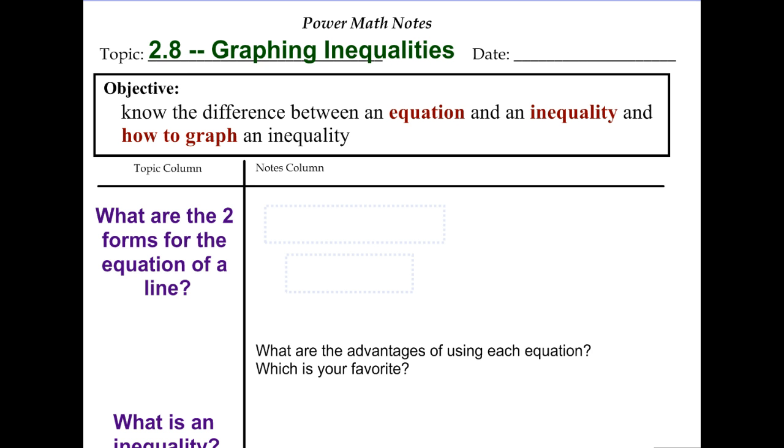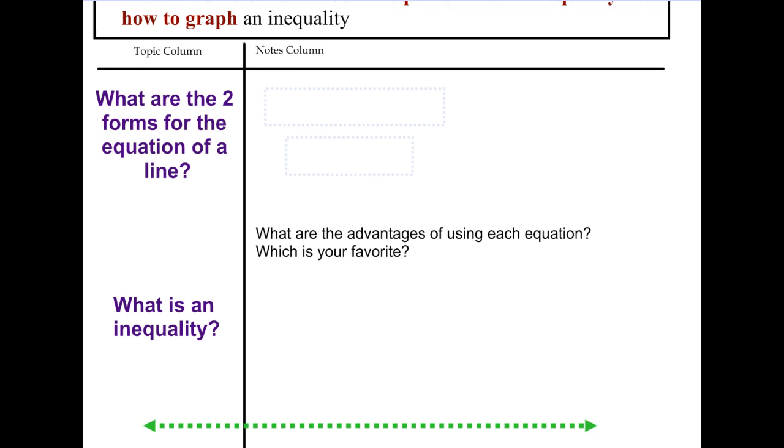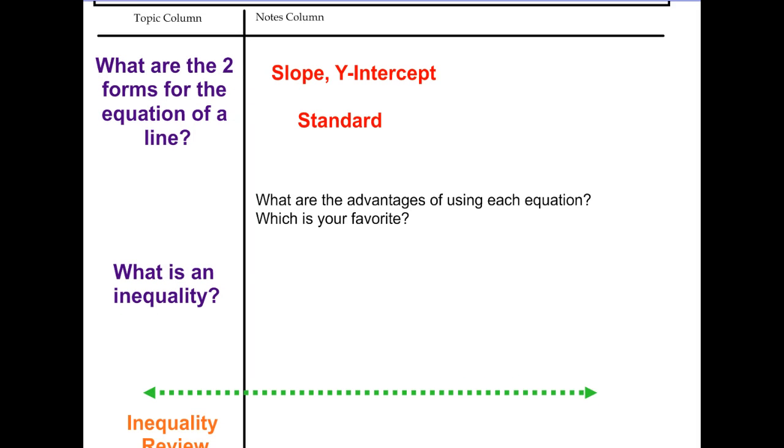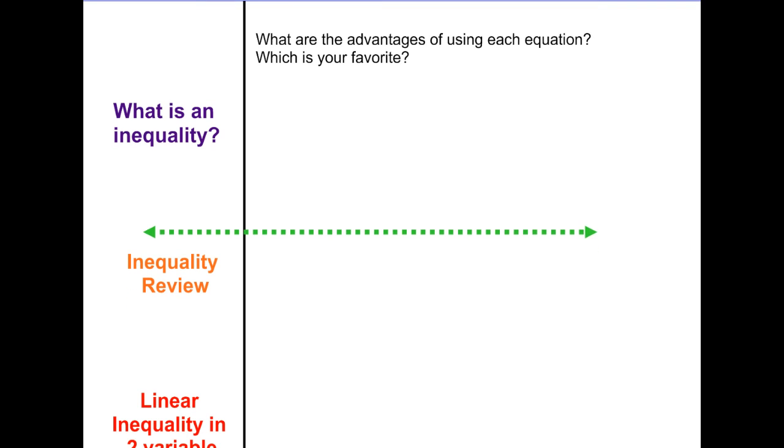Alright, what we need to go back and remember is that there are two main forms of an equation that we use for a line. The first one is our slope-intercept form, remember, that's y equals mx plus b. The second form that we really use is the standard form, remember, that's ax plus by equals c. Each has its advantage at different times, and you may like one better than the other. Make sure you know when to use which one and which one is which.